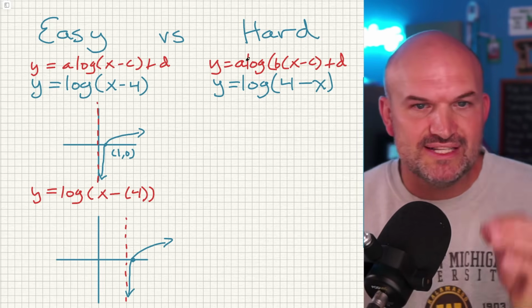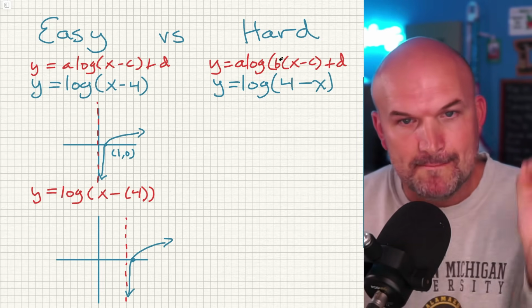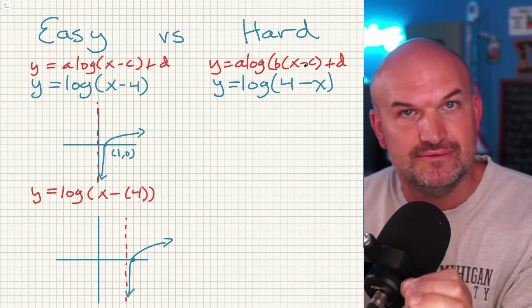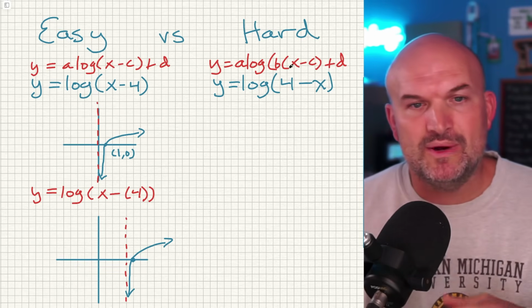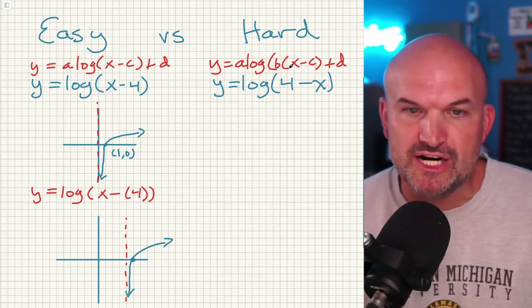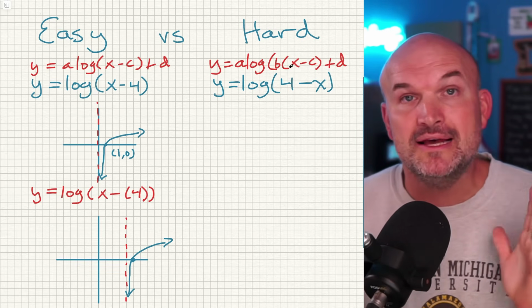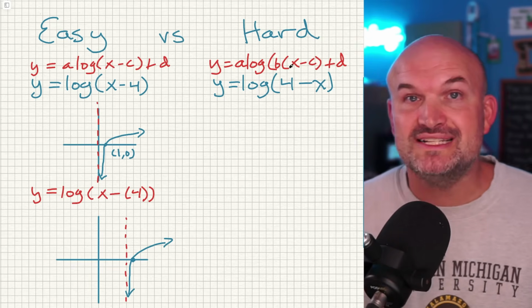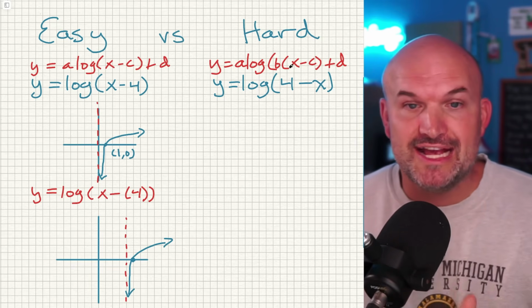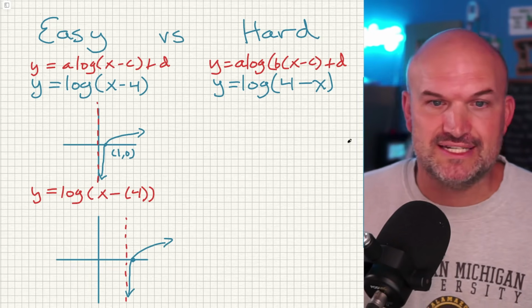All right, now notice A is multiplying by your logarithm, B is multiplying by the x minus c, right? So if A is your vertical stretch or compression, reflection about the x-axis, B is going to be your horizontal stretch or compression and your reflection about the y-axis.